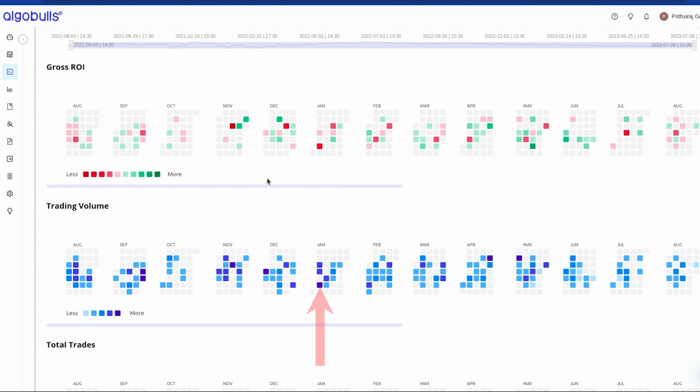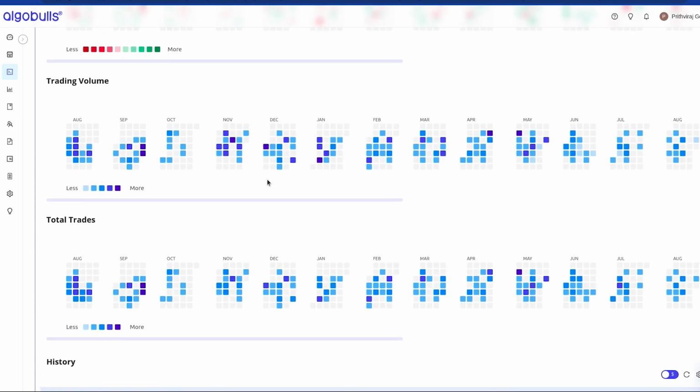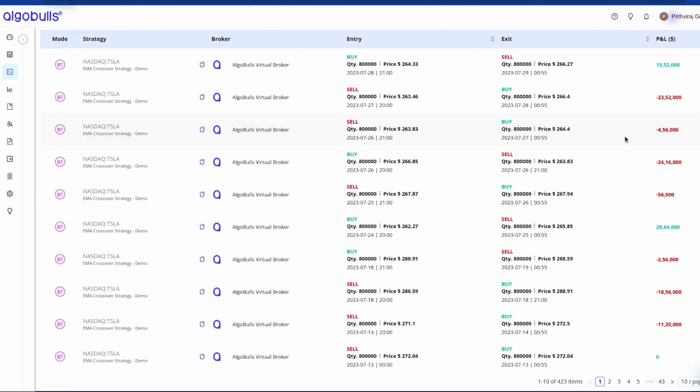Wrapping up, we provide a comprehensive trade by trade history in a user-friendly tabular format. This table offers entry and exit trade detail, prices, timestamps, transaction type, trade by trade profit and loss in percentage, or if you want, you can see it in dollars.